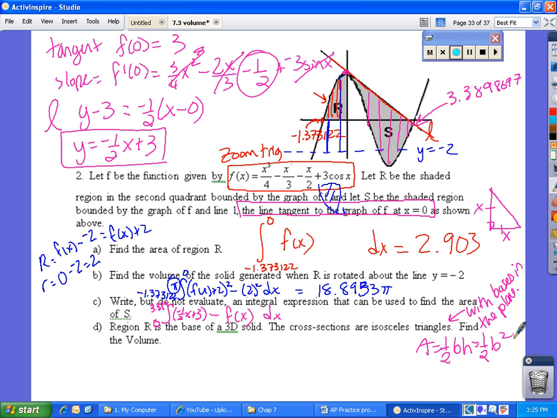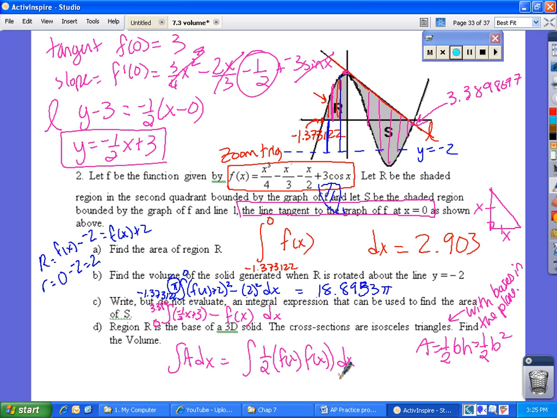If the base is in the xy plane, the base is going to go from the top to the bottom, which is really f of x minus 0. So to find the volume, we're going to integrate the area, dx, and the area is going to be 1/2 base, which is f of x, times height, which is f of x, dx.